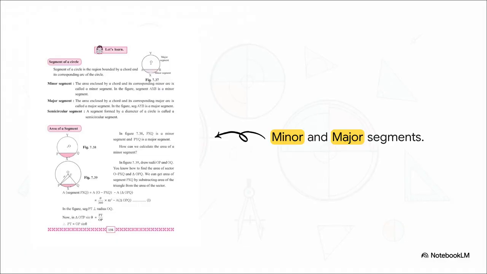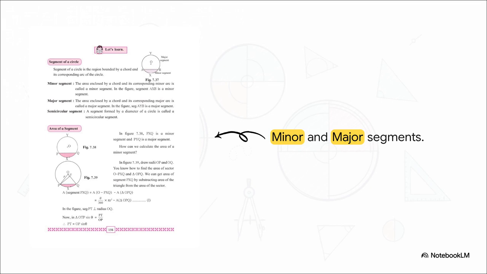Now, if you look closely at the diagram on your screen, notice how that straight chord, AB, clearly slices the circle into two unequal parts. The smaller area, tucked between the chord and that minor arc, AXB, is called the minor segment. And naturally, the leftover, much larger area bounded by the major arc, AYB, is our major segment.